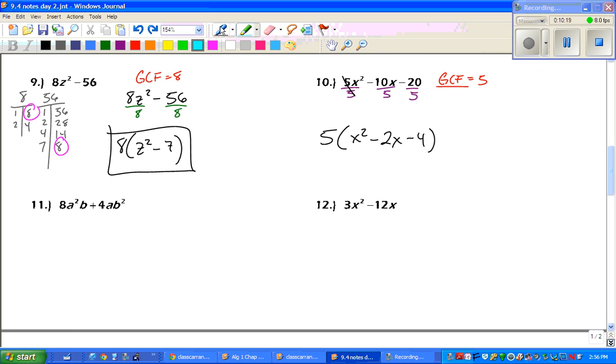Okay, number 11. Number 11, our GCF is 4AB. Okay, because those are the lowest variables, the lowest exponents for each one of those terms. Okay, so we're going to divide by 4AB.